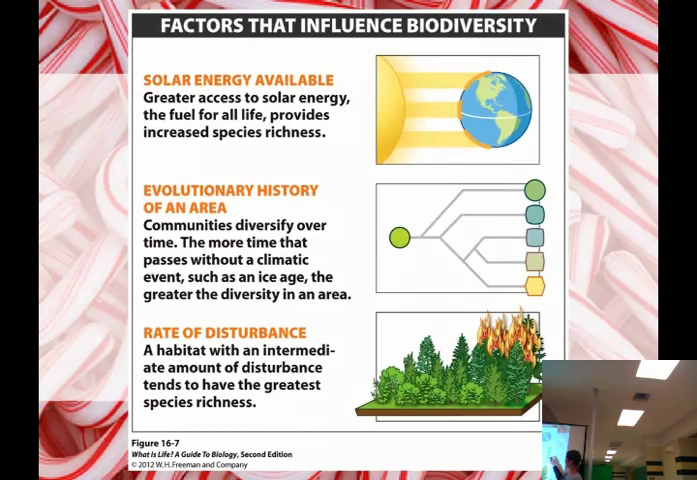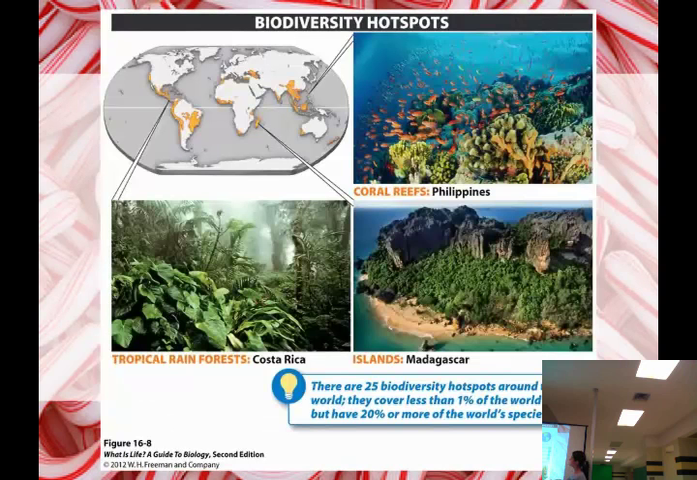We also have evolutionary histories. Communities are going to diversify over time, and the more time that we have passing from climactic events, such as our ice ages, we are going to see greater diversity in those areas. Ice ages are not going to have as big an impact on places like the equator, and rates of disturbances like fire coming through or a hurricane coming through, the longer that they have been there, the greater amount of species richness that we're going to see.